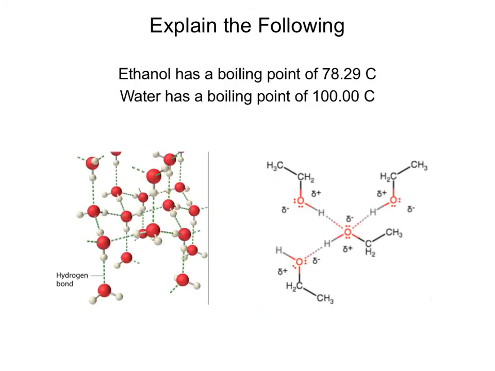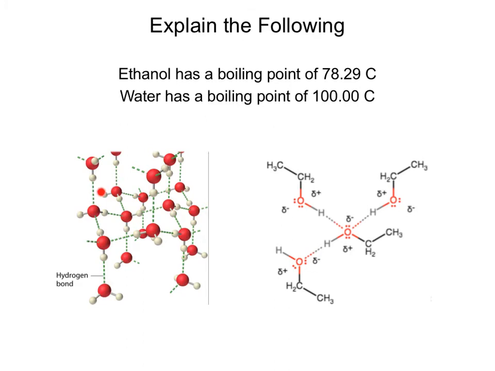All right, and then here's a good, interesting question. Explain the following. Ethanol has a boiling point of 78, and water has a boiling point of 100. Why would that be? And look at it a little bit first. Look at these models.